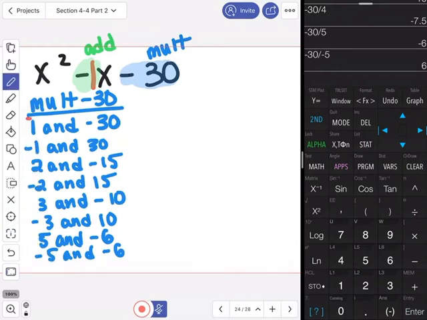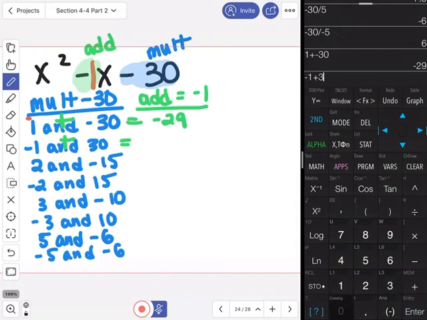So now, if we want to figure out which of those numbers adds to equal negative 1, we're going to check for each pair. So if I start by doing 1 plus negative 30, gives you negative 29. And then if I do negative 1 plus 30 equals 29. Then you can add 2 plus negative 15 equals negative 13.